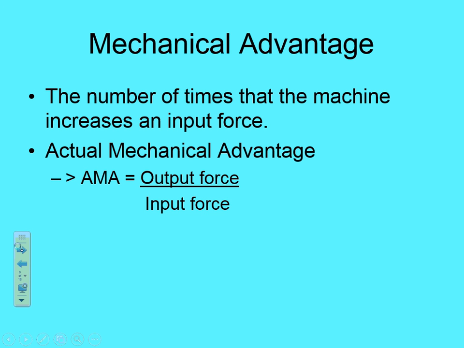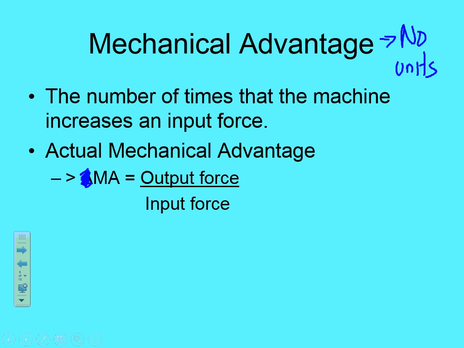Mechanical advantage. How much advantage is the machine giving us? I'm just going to abbreviate mechanical advantage, MA. Mechanical advantage is equal to output force divided by input force. Mechanical advantage has no units. And why is that?